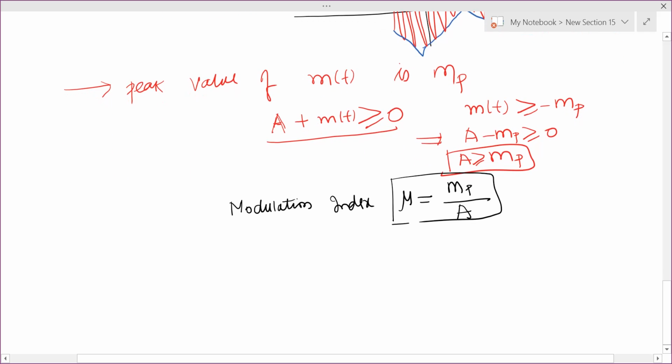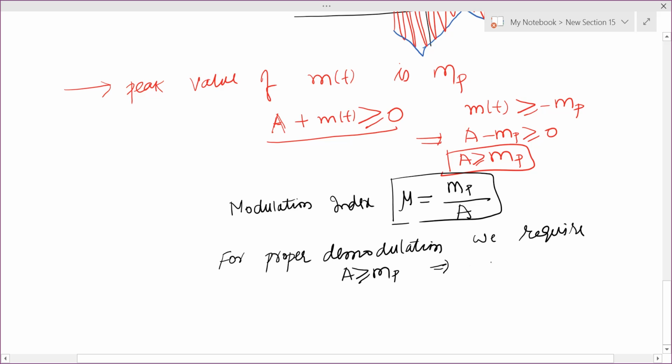Okay. Now, since for proper demodulation we require that A should be greater than or equal to mp, which implies mp over A should be less than or equal to 1. Okay, and since it is always positive, so 0 is less than or equal to mu less than or equal to 1.